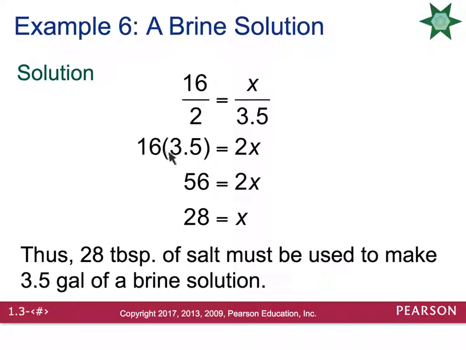Okay, so 16 times 3.5 is 56. Mental math: 16 times 3 is 48, and then 16 times a half is 8, and 48 plus 8 is 56. And then 2 times x is 2x. Then we divide both sides by 2 to get 28 equals x. So how many tablespoons of salt would we need? 28 tablespoons of salt to make 3.5 gallons of that brine solution. And our turkey is bigger than 12 pounds, right?